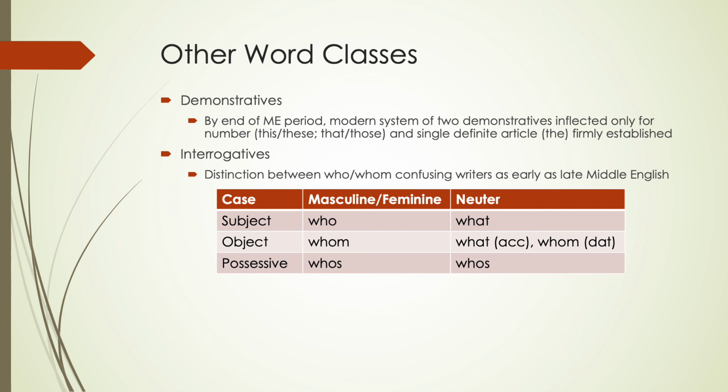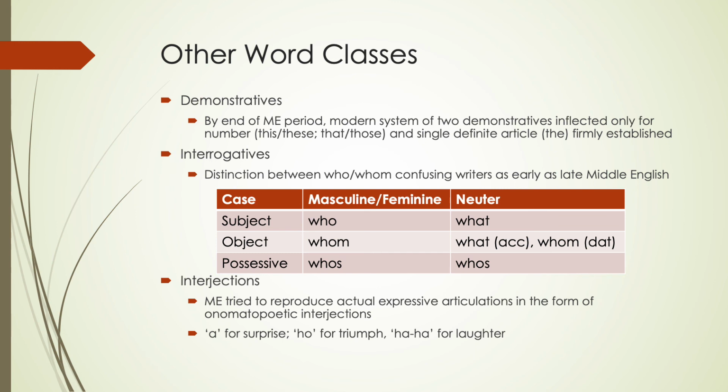So we see who, whom, whose in the masculine and feminine, so thinking of that as a person marker, and then a non-person marker of things like what or whose during Middle English. So things that are still relatively similar to what we see today.